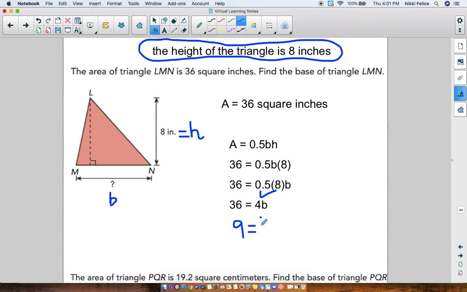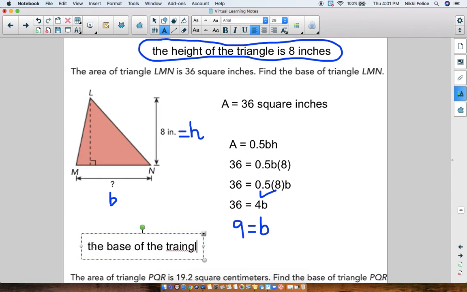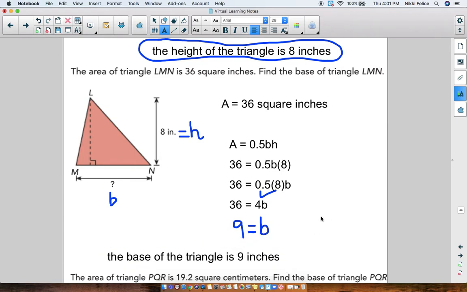So B equals 9. So what does that mean? That means the base of the triangle is 9 inches. Oh my goodness, I spelled triangle wrong. Don't tell your English teacher. Okay. There's your answer.